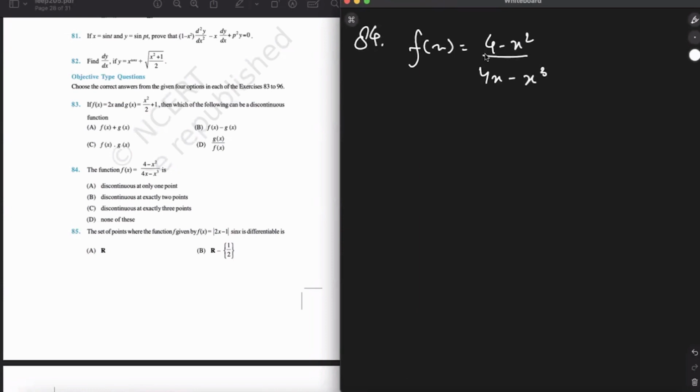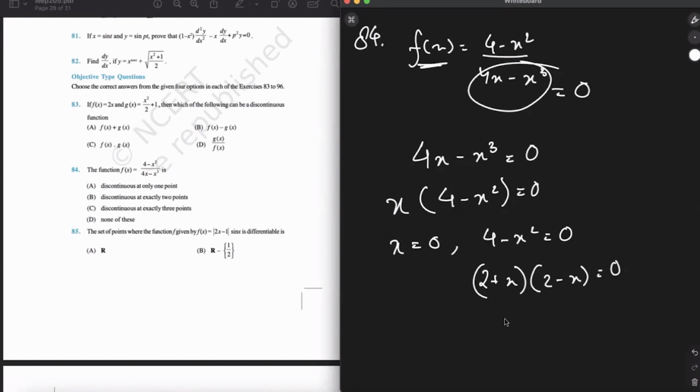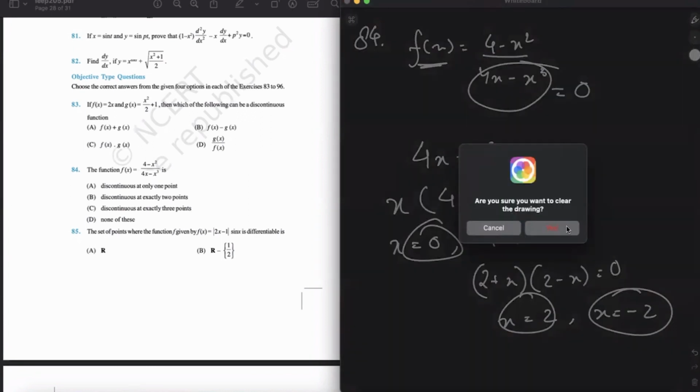Okay, so 4x minus x cube, which is in the denominator, that will be discontinuous where it is equal to 0. Let's see. For discontinuity of this function, this should be equal to 0. So 4x minus x cube is equal to 0. If I take x common, this should be equal to 0. That means x is equal to 0, and 4 minus x square equal to 0. That means 2 plus x, 2 minus x equal to 0. That means x is equal to 2, x is equal to minus 2. So I've got 1 value, 2 value, 3 value. So discontinuity has 3 values.